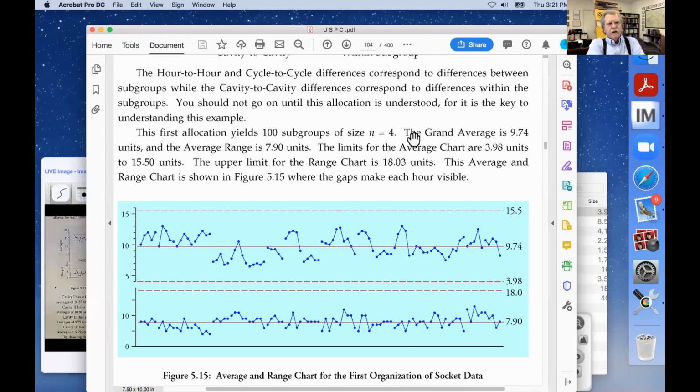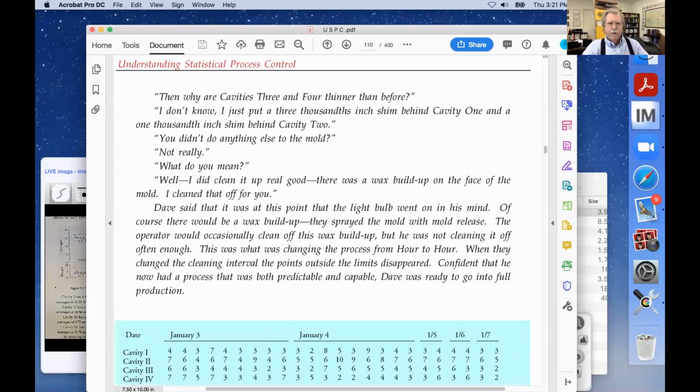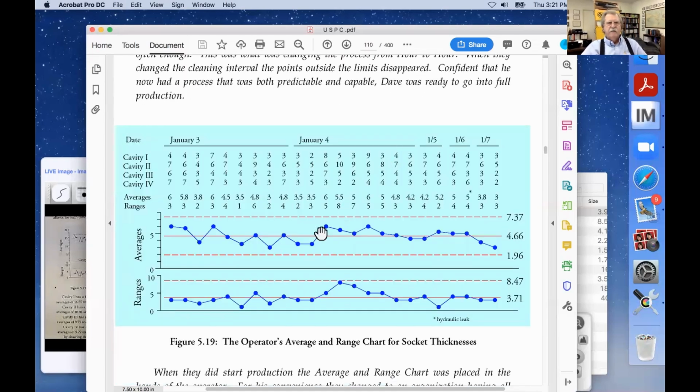Here, the cavity to cavity difference shows up on the range chart, and the average range is 7.9. On page 110, the cavity to cavity differences show up on the range chart, but the average range is 3.7 and the upper limit is 8.5. That's almost the central line on page 104. So they've massively reduced the variability.